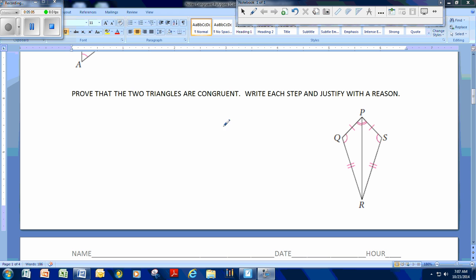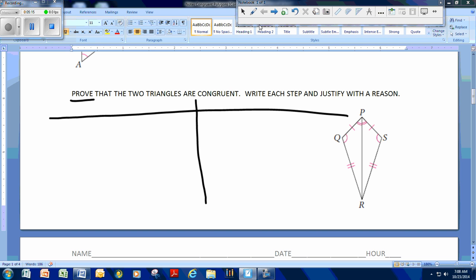Finally, we're going to do a proof. We're going to prove that these two triangles are congruent, writing a step and justifying each reason. First thing I'm going to do is make a two-column chart. Statements are on the left and reasons are on the right. The first step is what's given to me. If I look at the diagram, I can see a bunch of markings. I'll start with side PQ. PQ is congruent to side PS. QR is congruent to SR. Those are tick marked. Those are the sides that are given.